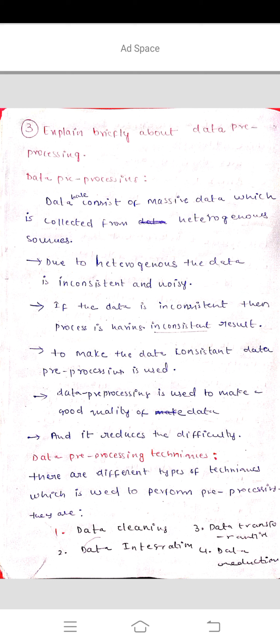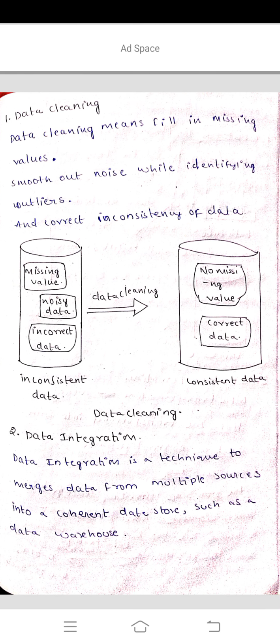And let us see the third question. The third question is: explain briefly about data pre-processing. First we have to write about what data pre-processing is, and then the data pre-processing techniques, which include data cleaning, data integration, data transformation and data reduction. This is data cleaning. If the data is inconsistent, then we have to make it consistent. That means we are cleaning the inconsistency of data and making it consistent.